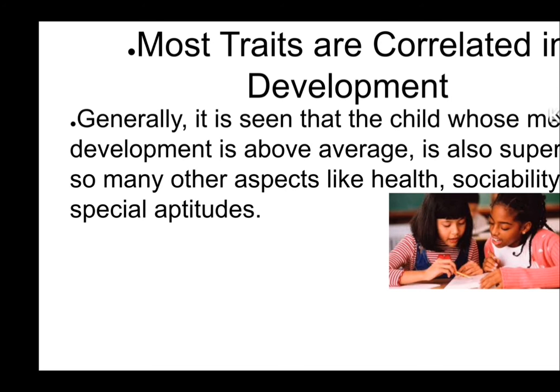Next is most traits are correlated in development. Generally, it is seen that the child whose mental development is above average is also superior in so many other aspects like health, sociability, and special aptitudes. So if the child is healthy, he can be social also, and he or she grows physically and mentally in a proper way.